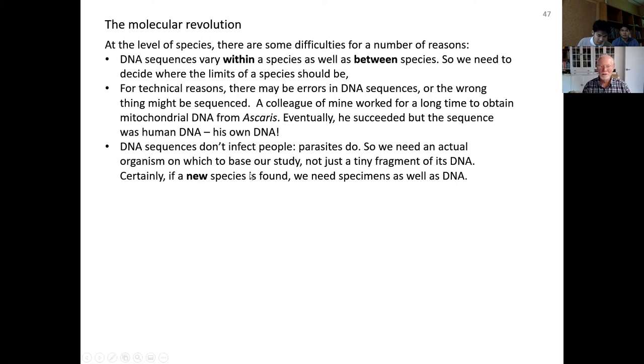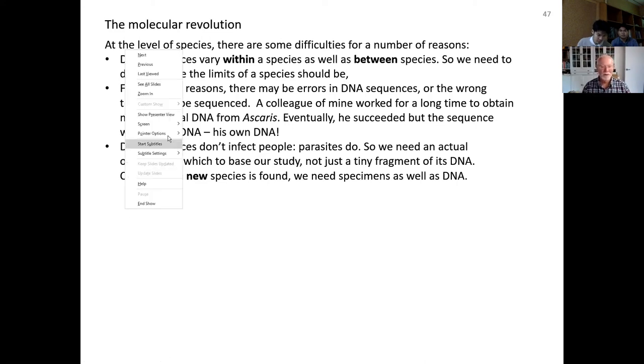DNA sequences don't infect people. Just a moment, I'll get the pointer.